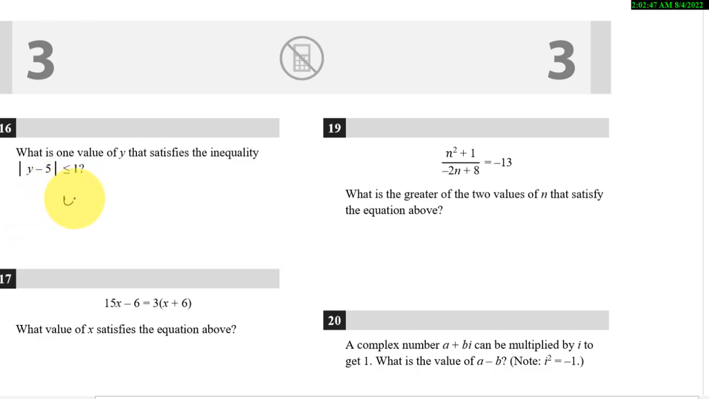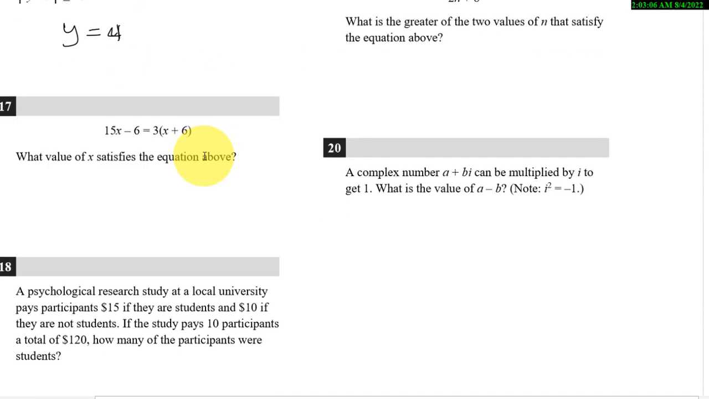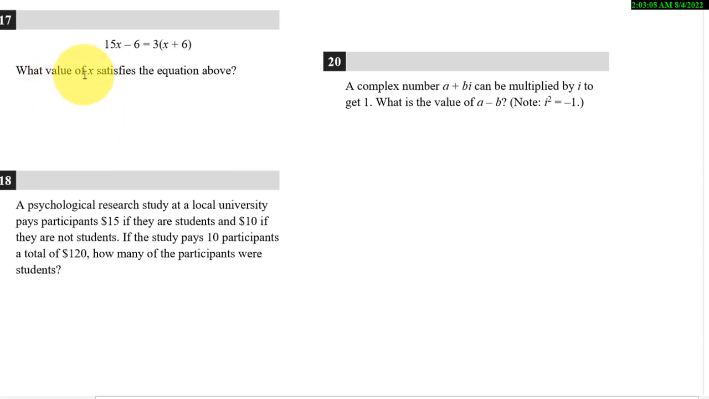Okay, the value is going to be 4, because when you substitute 4 here, you'll have 4 minus 5, which is negative 1, and the absolute value of negative 1 is 1. Okay, so it's less than or equal to 1. Sorry, I'm sorry. Then what value of x satisfies the equation above?